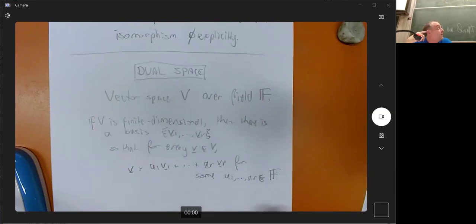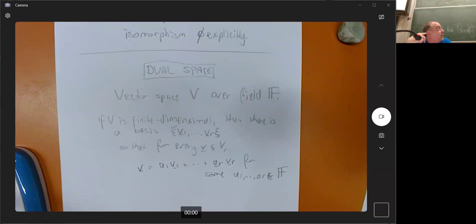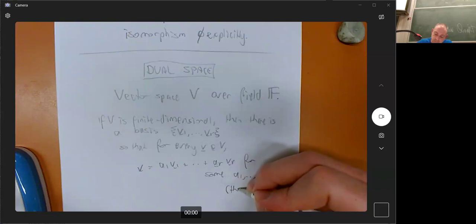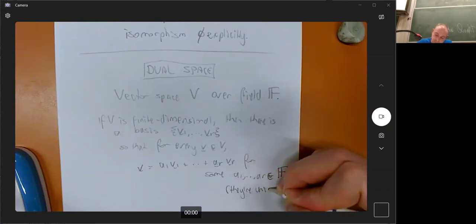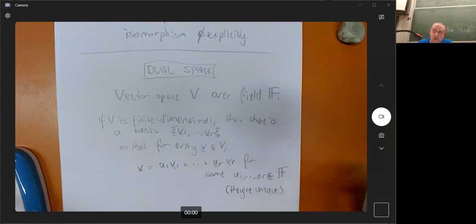A basis doesn't just have that property. It's actually a unique set of a1 up to ar for every v. Each v has only one way to do that, and every way to do that produces a different v. They're unique.